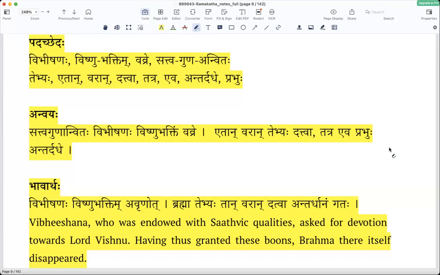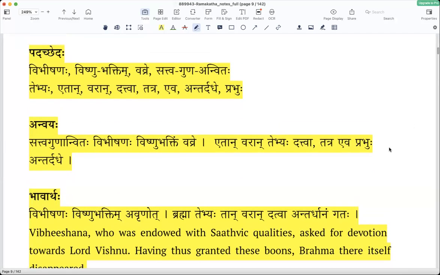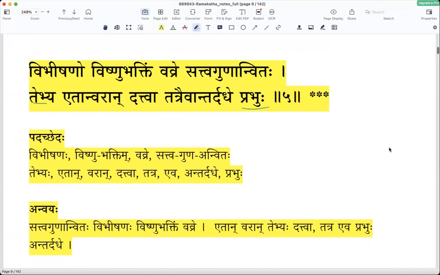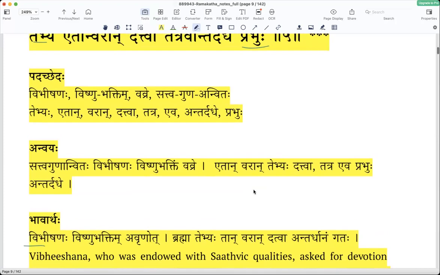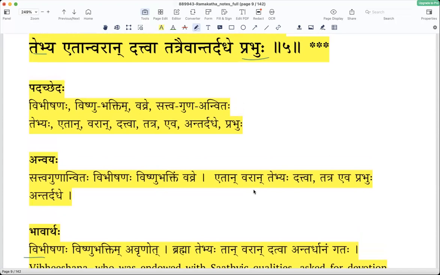Oh, we've not read the Bhavartham at all. It should be fairly simple. If you have any doubts with the Bhavartham, just ping me and I will let you know. You can put it in the group and we'll see. Usually the Bhavartham is very simple. So go through that and ask if you have any doubts.